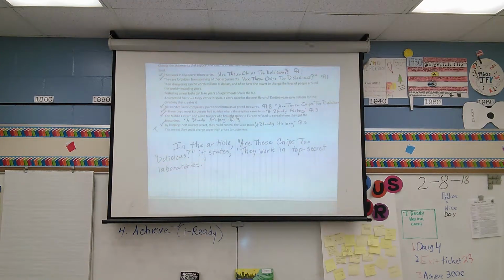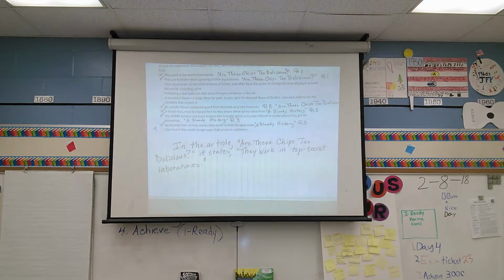Okay, so let's go ahead and share what you wrote. Laura, can you tell me what you and Vincent wrote as a citing of the text evidence? In the article, are these chips too delicious? It states that they're forbidden from speaking of their experience. Now, are those words in quotation marks? Okay. So what she said, if you didn't hear her: in the article, are these chips too delicious? It states that, open the quotes, they are forbidden from speaking of their experiments, period, close the quotes.